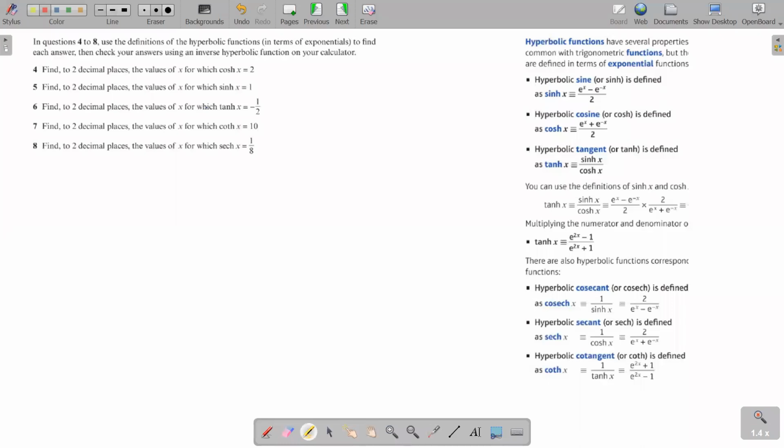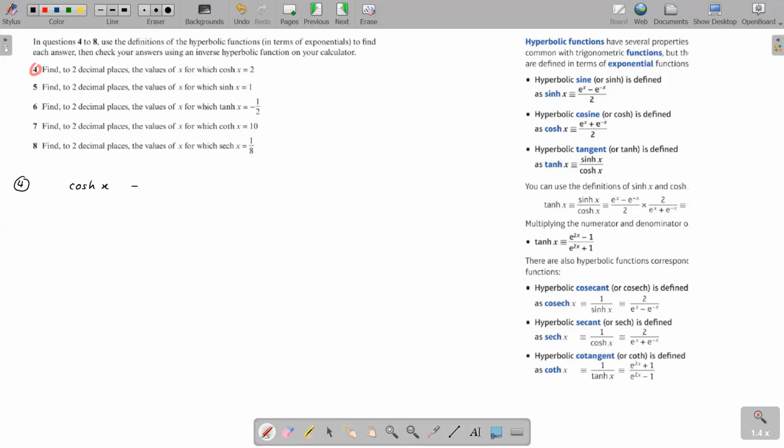All right, guys. So next we'll attempt question number 4. So they say in these questions, use the definitions of the hyperbolic functions in terms of exponentials to find each answer. Then check your answer using inverse hyperbolic functions on your calculator. Okay, so let's try this out. So they say here in question number 4, find to two decimal places the values of x for which cosh x is equal to 2. All right, guys.